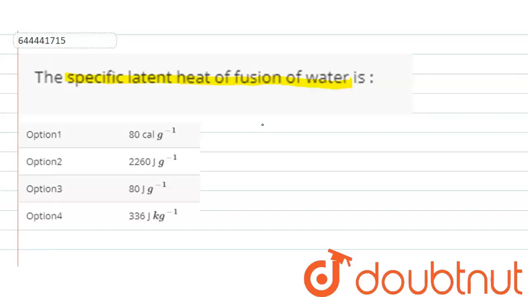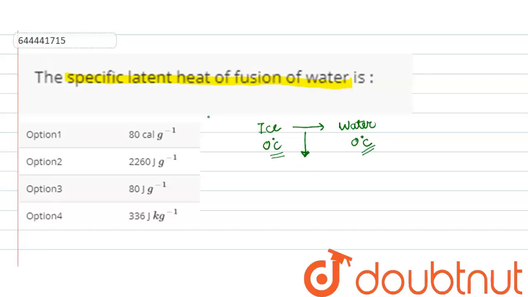So, when ice at 0 degrees Celsius changes into water at 0 degrees Celsius, we see here that there is no change in temperature. Thus, we can say that there is no change in energy. But friends, this doesn't happen. Why? Because the state of the substance is changed. So friends, here the consideration of latent heat of fusion of water comes. So when any substance changes its state without changing temperature, then latent heat of that substance comes into consideration.